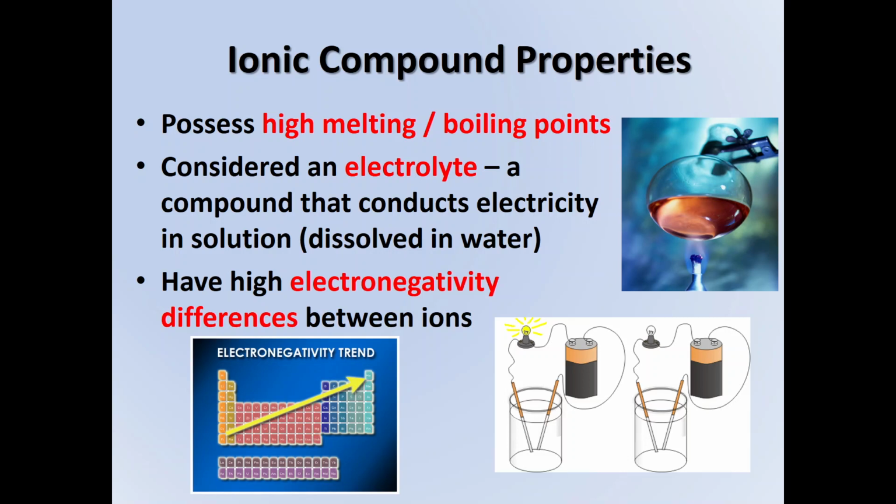So they're considered an electrolyte. Pure water doesn't conduct electricity, but if you put an ionic compound into water, it makes it able to conduct electricity. That's what an electrolyte is: a compound that conducts electricity when dissolved in water. And this is the important one for this class: they have a high electronegativity difference between the ions.